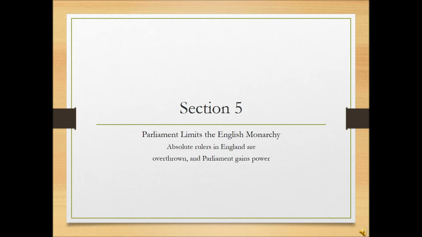All right, so today we're going to start talking about chapter 21, section 5, and it's called Parliament Limits the English Monarchy. So as we talk about absolute rulers, we've learned about King Philip, Frederick the Great, we've learned about Louis XIV, the Sun King.